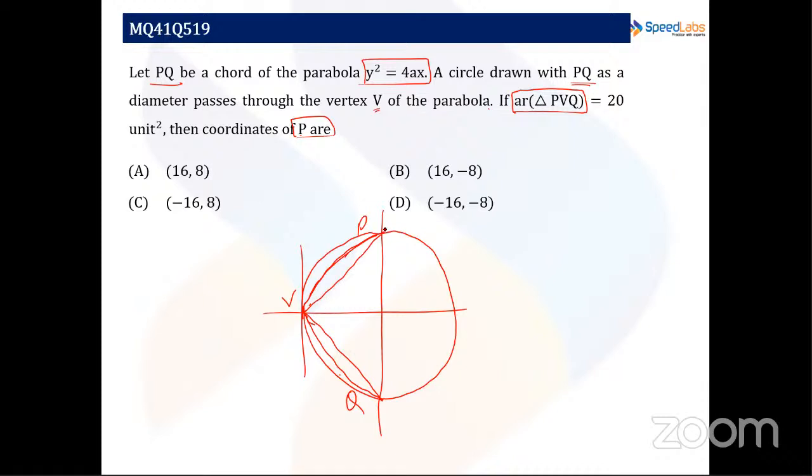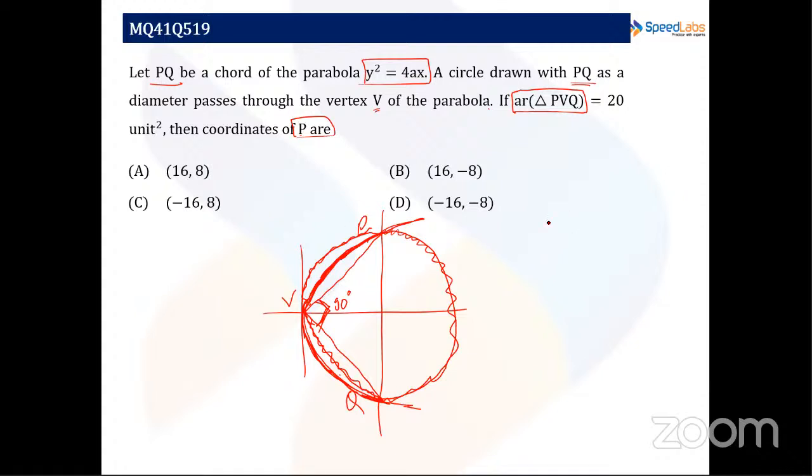So if this is our circle and this was our parabola. Now what we are given is it passes through vertex V. So PQ is diameter, vertex V. So angle in a semicircle is 90 degrees. So this angle is 90 degree.